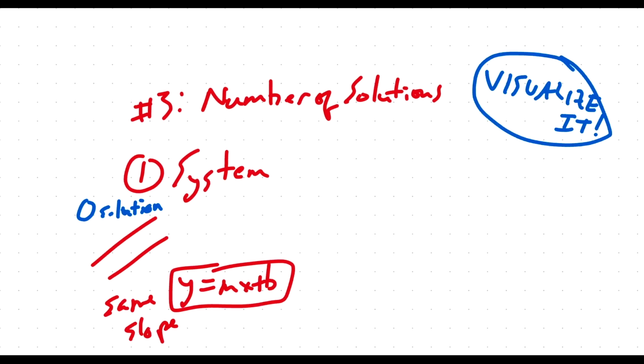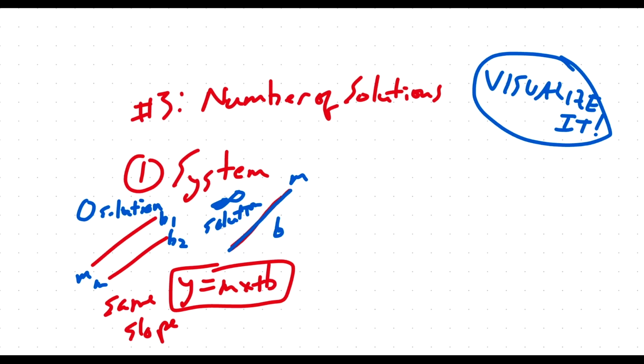Second, in the system you could have them be the same exact line. If they're the exact same line, then there are infinite solutions because they touch each other everywhere. That means they have the same slope and the same y-intercept. So this is same m, but different b, b1, b2. This is same m, same b, same exact line. That means you can make them look the same.